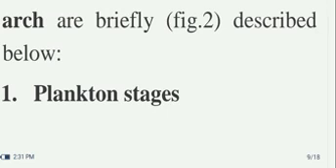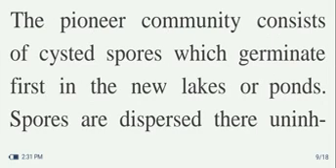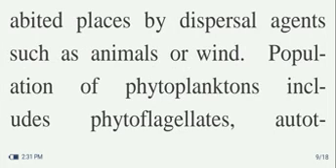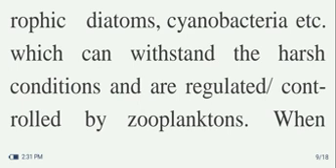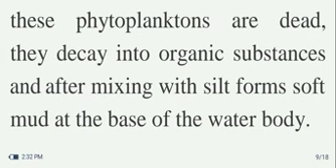Plankton stage. The pioneer community consists of cysted spores which germinate first in new lakes or ponds. Spores are dispersed to uninhabited places by dispersal agents such as animals or wind. The population of phytoplanktons includes phytoflagellates, autotrophic diatoms, cyanobacteria, etc., which can withstand harsh conditions and are regulated or controlled by zooplanktons. When these phytoplanktons die, they decay into organic substances and after mixing with silt form soft mud at the base of the water body.